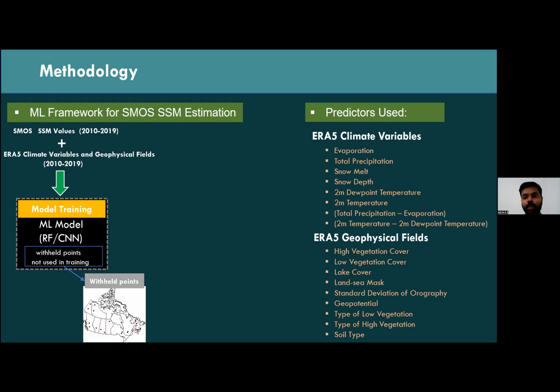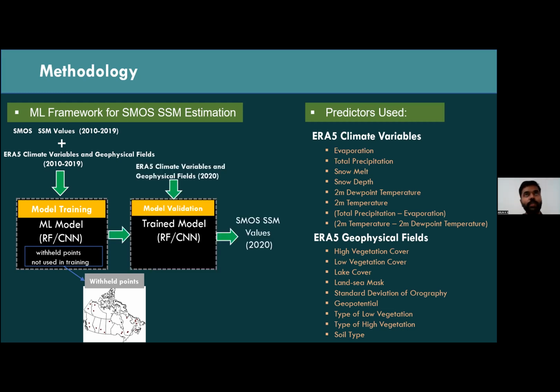These are the set of predictors used in this study: ERA5 climate variables and ERA5 geophysical fields. In climate variables, we use evaporation, total precipitation, snow melt, snow depth, 2 meter dew point temperature, 2 meter temperature, total precipitation minus evaporation, and 2 meter temperature minus 2 meter dew point temperature. And for geophysical fields, vegetation cover and soil type are the main predictors used in this study.